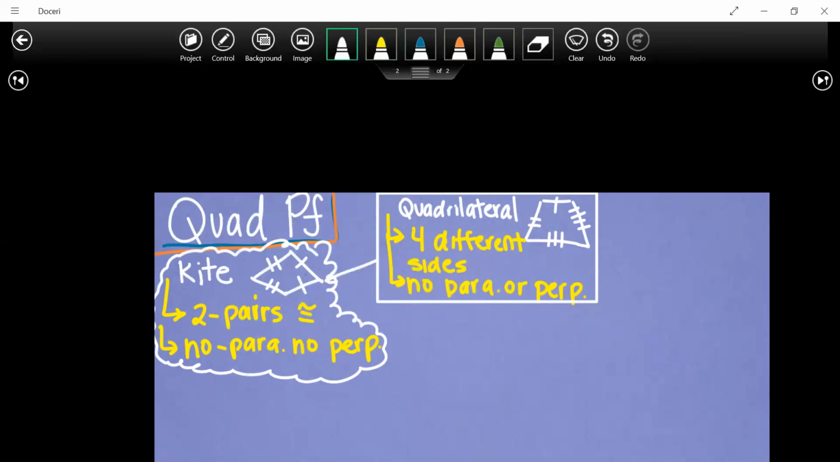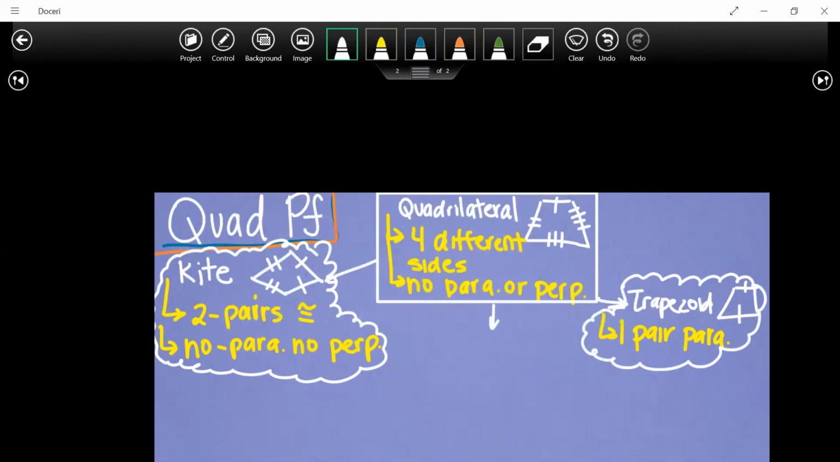The next one we have to look at is the following. We go to the next one down below and the next one on the side of it. The side one is going to be a trapezoid. For a trapezoid, we specifically have one pair parallel. From a trapezoid, we can actually have one more property.